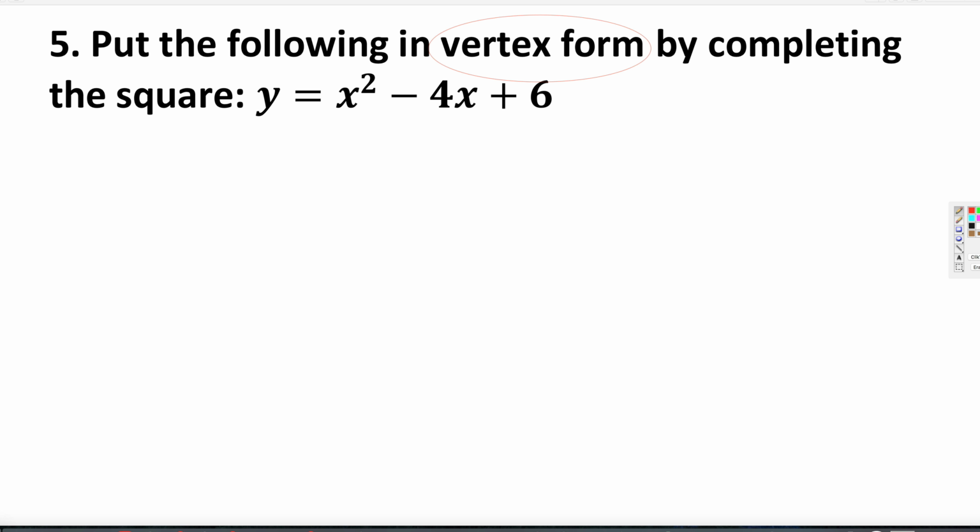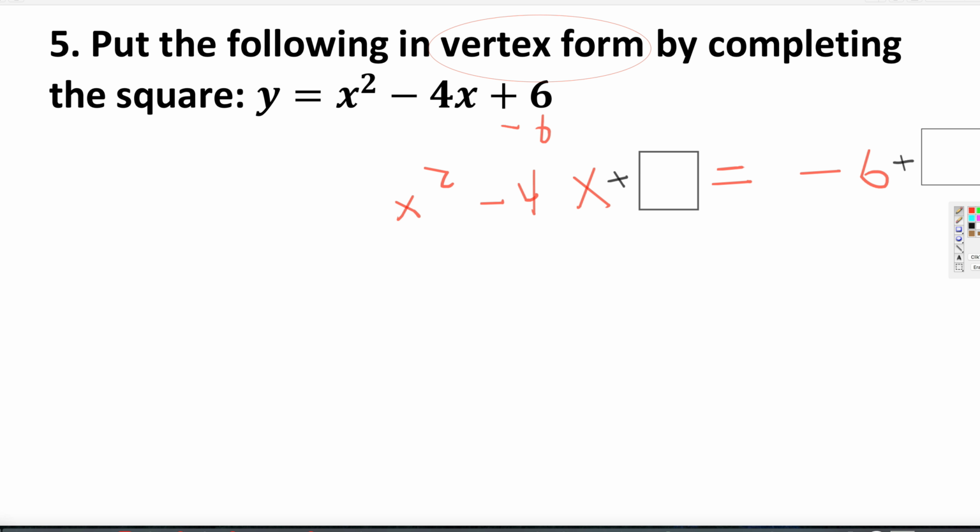Step 1 would be to isolate the x's. Move that 6 over to the other side. So you subtract 6. So you should have x squared minus 4x equals minus 6. Now what you're going to do in completing the square is add a special number to both sides. You take the inside term, this is the minus 4, divide it by 2, that'll give you negative 2, and square it, which will give you positive 4.